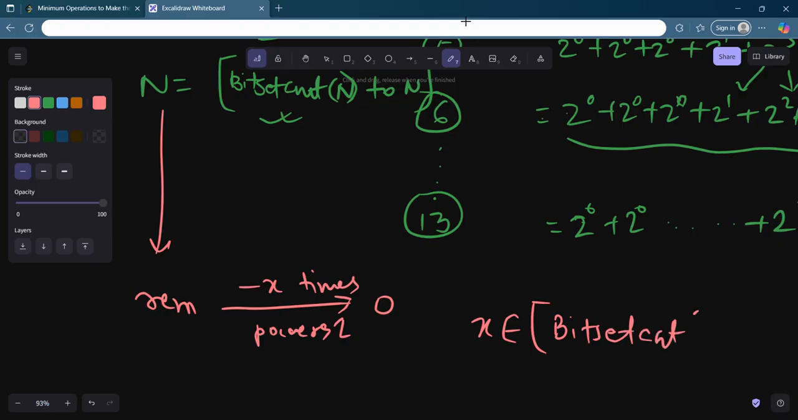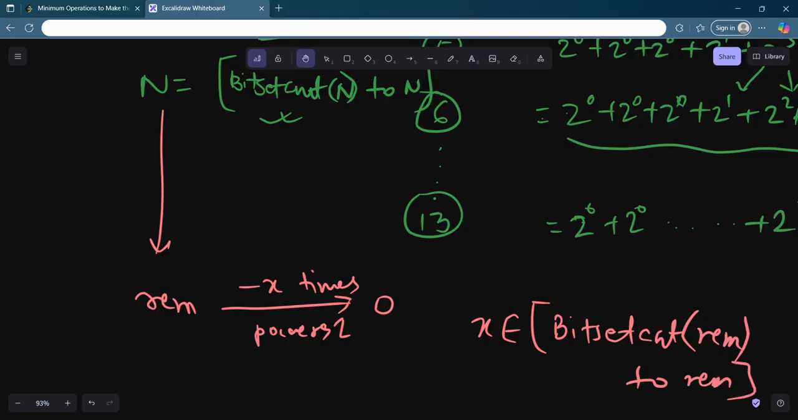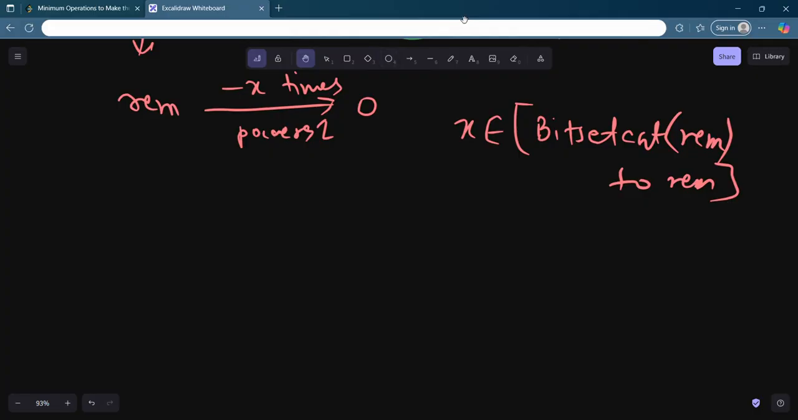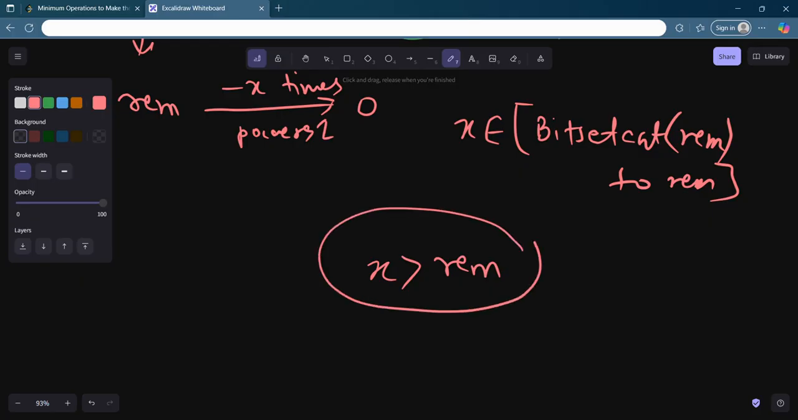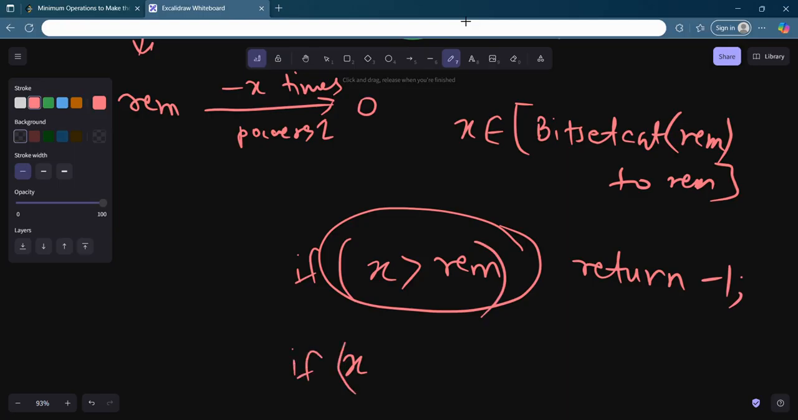Definitely it will be set bit count of remaining to remaining. Okay, now you see if you do something like this, you can just check the values of x and the problem is done. x should be between these two, right? If x is greater than remaining, it means that remaining is so small, you cannot possibly decrease it. Even after one operation it will become a negative value, so it is not possible. You just return -1.